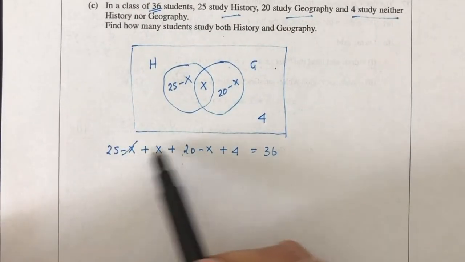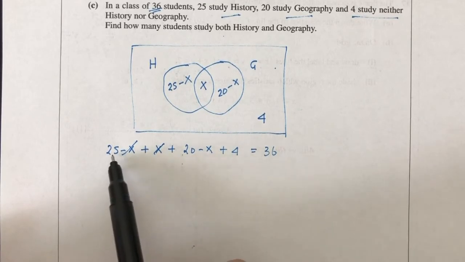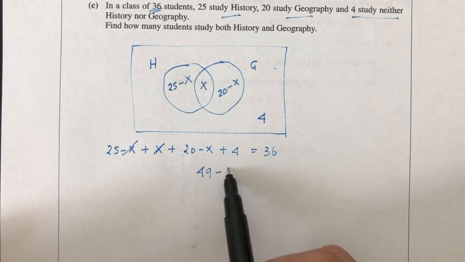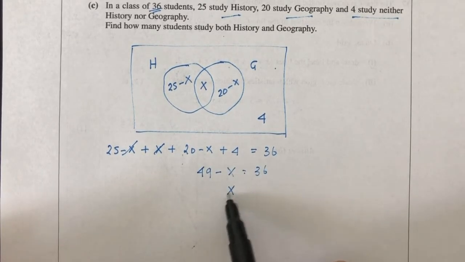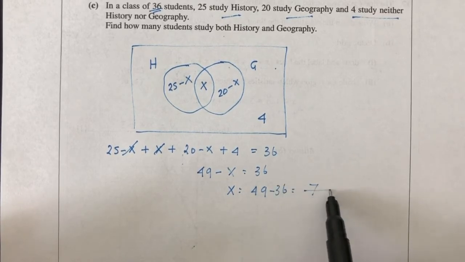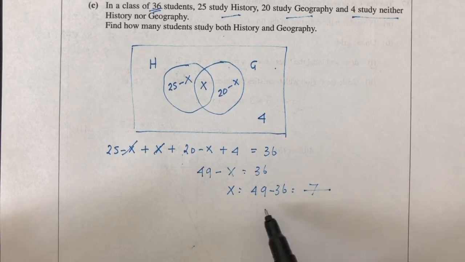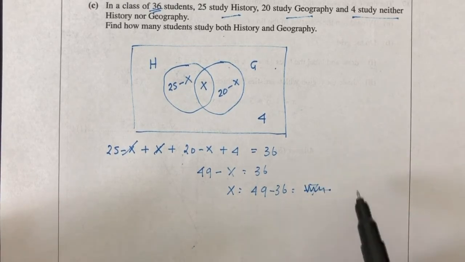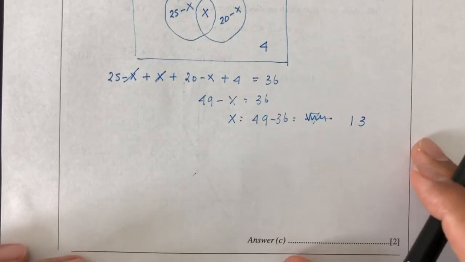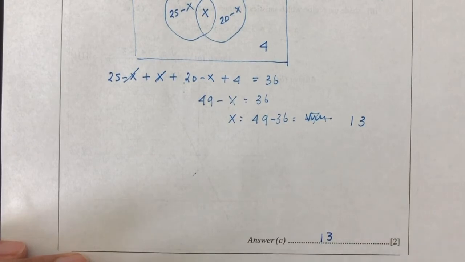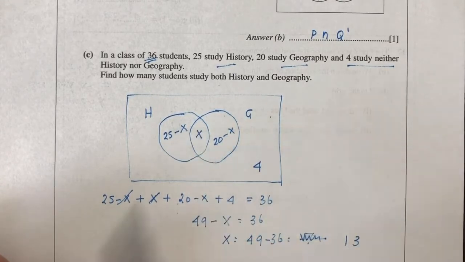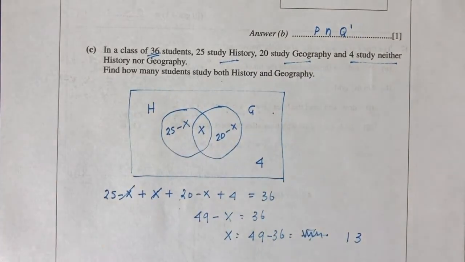So simplify, the x terms combine. 25 plus 20 is 45, plus 4 is 49. 49 minus x is 36, so x will be 49 minus 36, that should be 7. I'm not too sure. No, it's not 7. That will be 13. The value of x will be 13. That's the number of people who study both geography and history in the middle. Okay, so let's move on to the other part now.